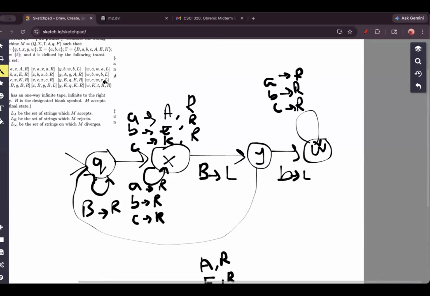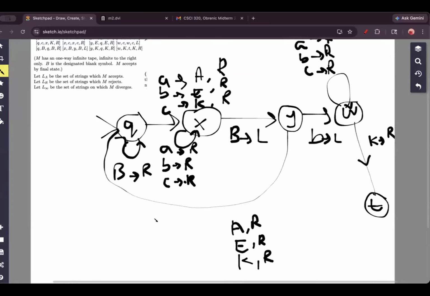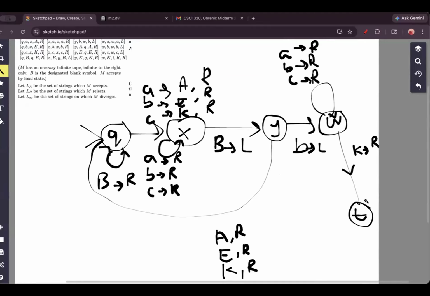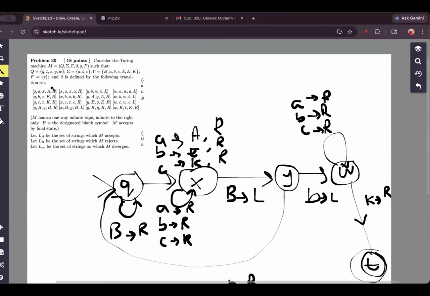And then from W you can get to T via K. Wait, let me show you. The K, and then you turn right to state T. Okay, find LA to be the set of strings which M accepts, which is going to be when we reach T. That's the final state.